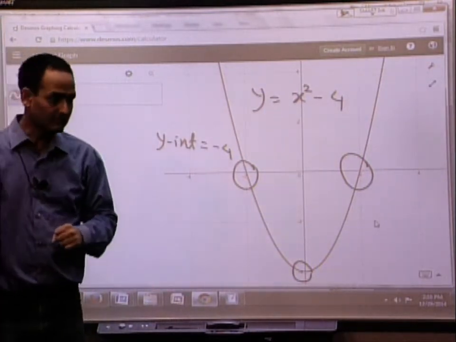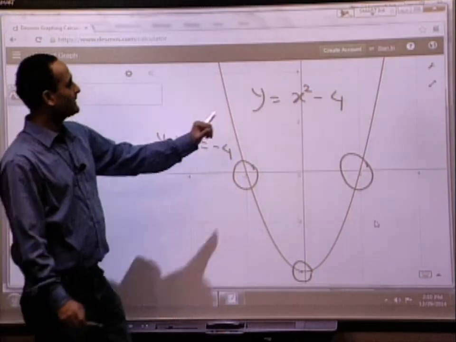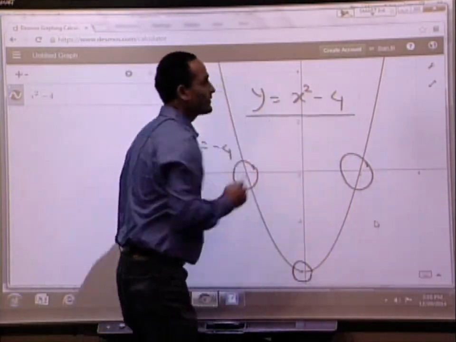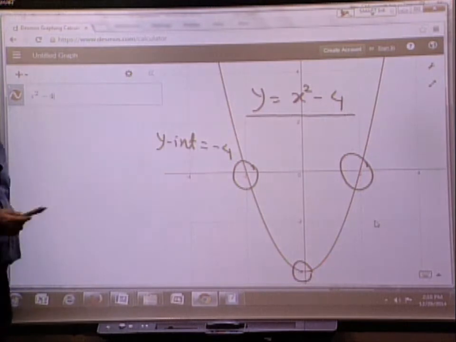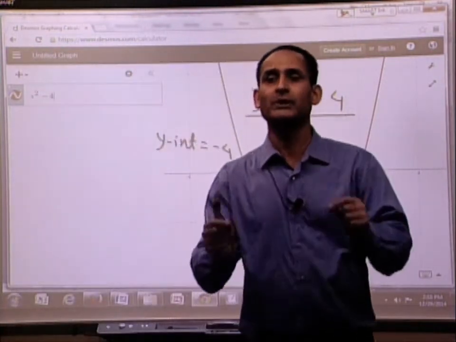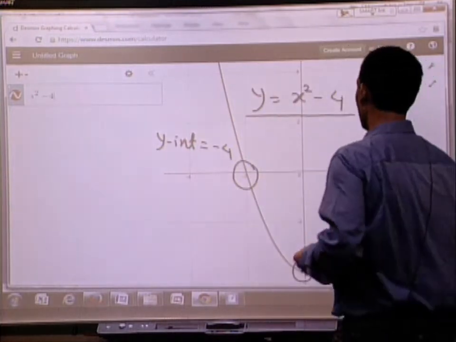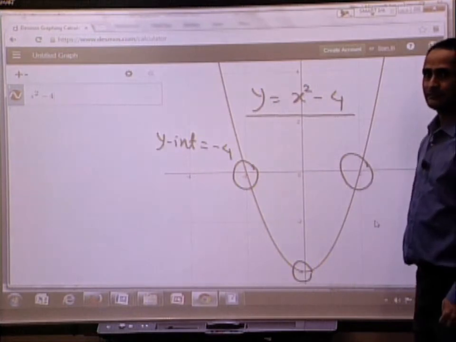www.desmos.com/calculator. In order to use this graphing calculator, I need to put the formula for the equation here. Right now I'm trying to graph the equation x squared minus 4, or basically y equal to x squared minus 4. I typed x squared minus 4 in a little box that comes with the calculator, and this is the graph I will get.